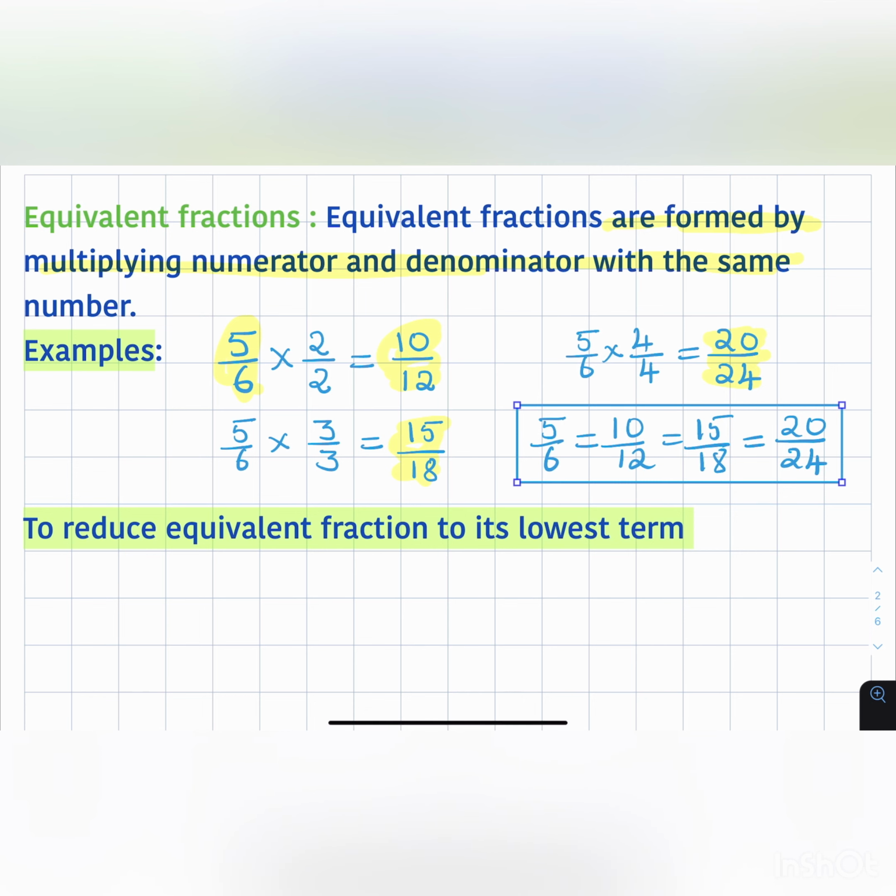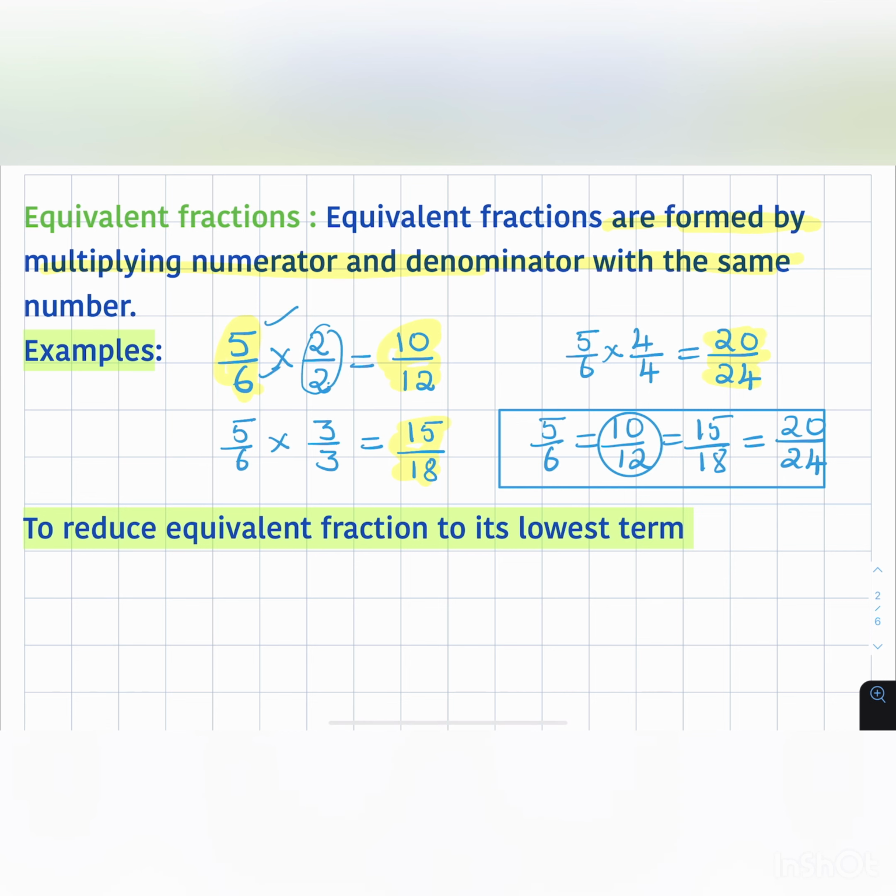How has 10 by 12 been formed? 10 by 12 is formed by multiplying 5 by 6 by 2 by 2. Then multiplying 5 by 6 by 3 by 3, we got 15 by 18. Multiplying by 4 by 4, we get 20 by 24. And if we simplify, ultimately 10 by 12 will be converted into 5 by 6, 15 by 18 is converted into 5 by 6, and 20 by 24 is converted into 5 by 6. So such fractions are called equivalent fractions.